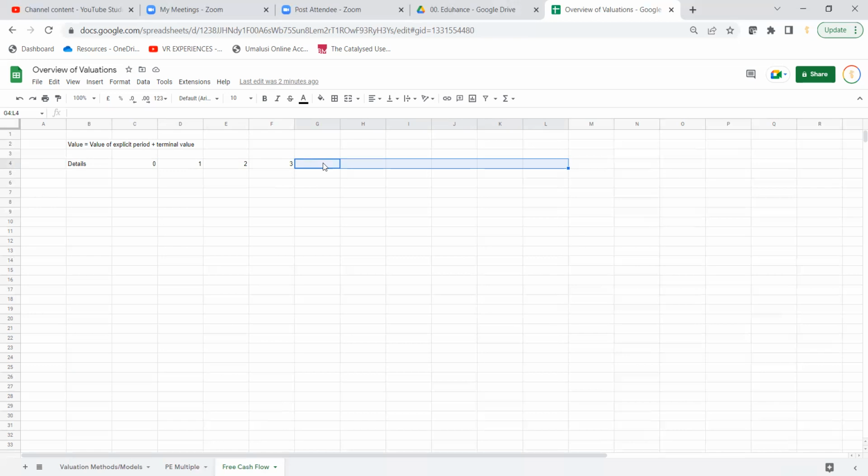Okay, so like we said with forecasting, you want the explicit period to be 10 to 15 years. You want it to be the number of years that you can actually forecast for, and thereafter you will apply the continuing value. So for our purposes, we're going to assume we can only forecast for 3 years.